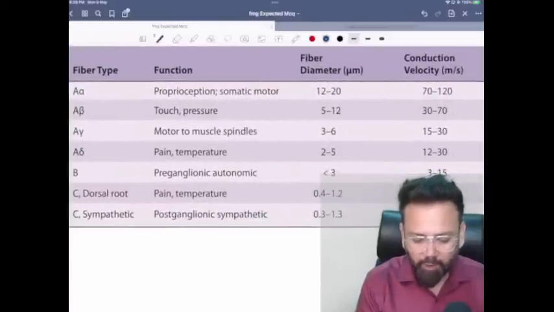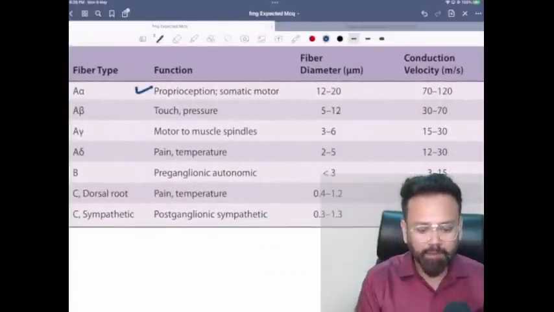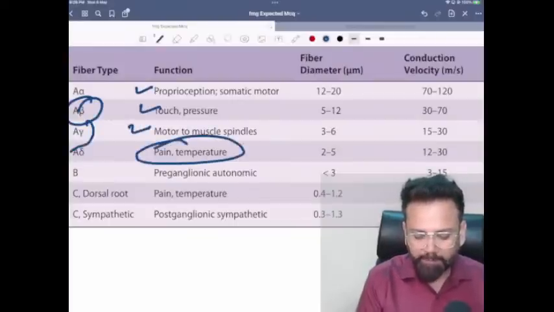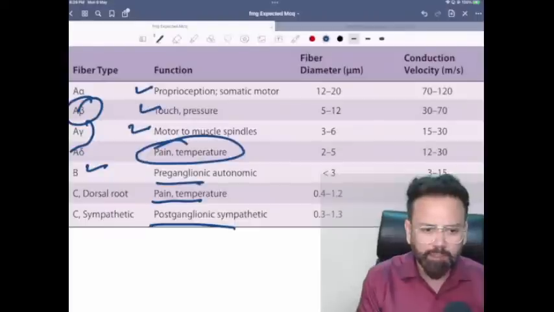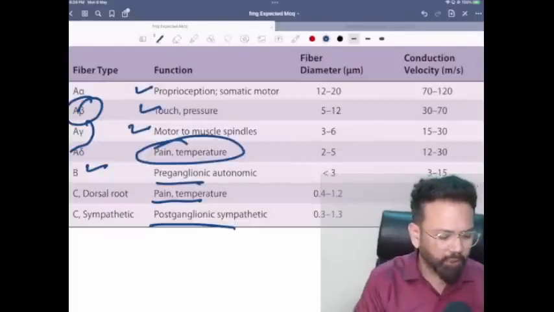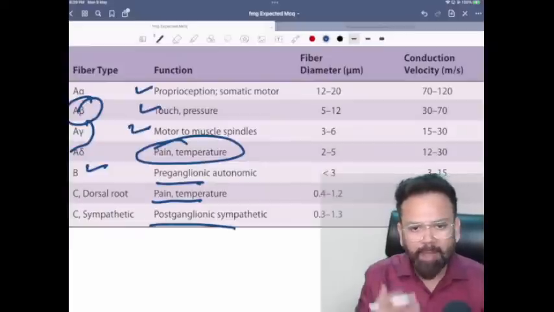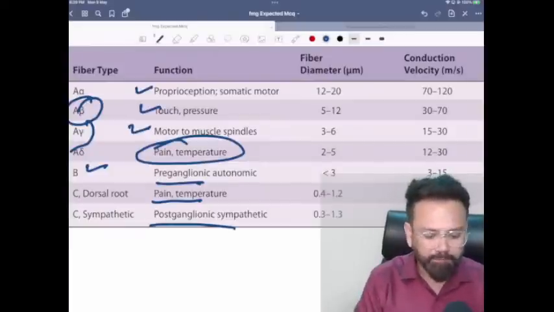A alpha is for proprioception. A beta is for touch and pressure. A gamma is for motor to muscle spindle. A delta for pain and temperature. B is preganglionic. C is pain and also postganglionic. Please remember this, it is very, very important for your exam. Erlanger-Gasser classification and type of neuron. A alpha, maximum important, proprioception.